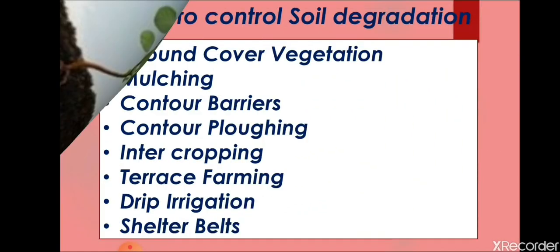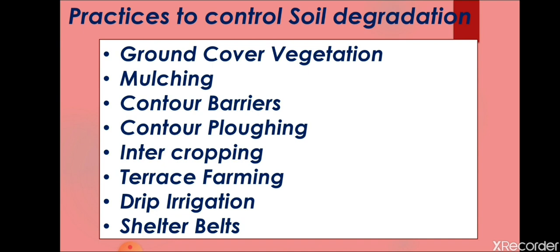Now students, there are different practices that we follow to control soil degradation. We follow certain agricultural practices so that we can stop soil degradation. These are ground cover vegetation, mulching, contour barriers, contour plowing, intercropping, terrace farming, drip irrigation and shelter belts.